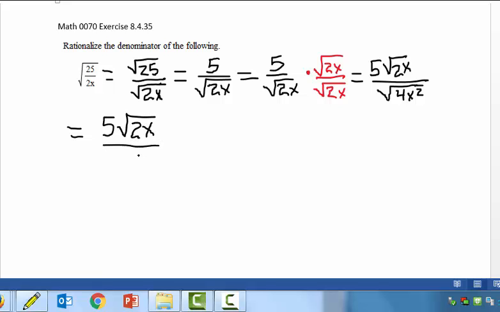Well, the square root of 4 is 2, and as long as x is not negative, the square root of x squared is x. And so this is my final answer. It's equivalent to what I started with, but it is in what we would call the simplest form. So if you were asked to simplify this radical, this is what you would be doing.